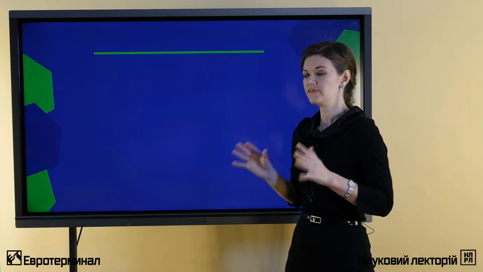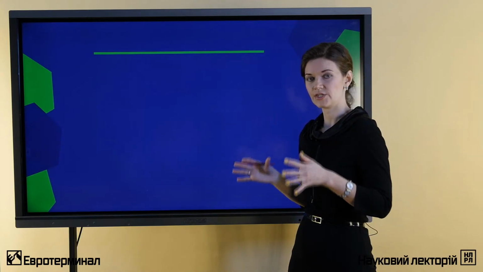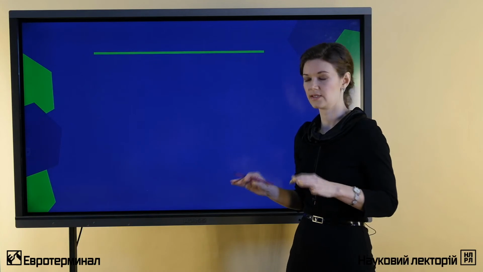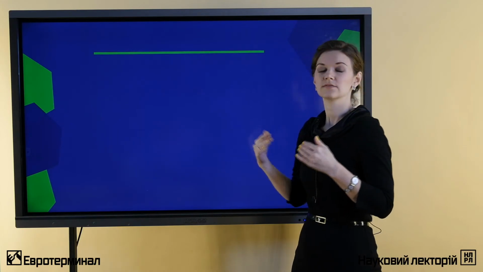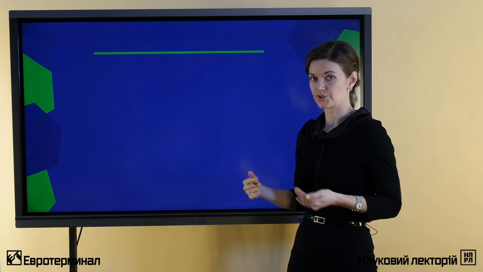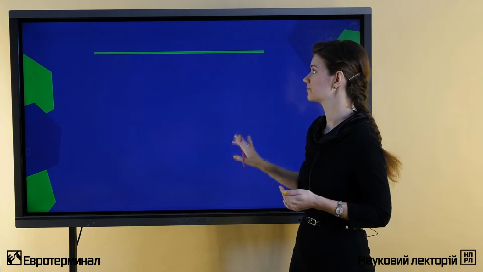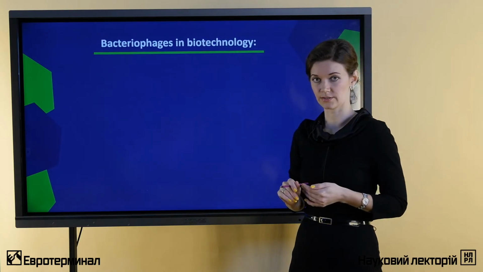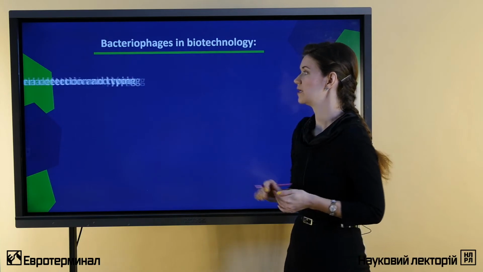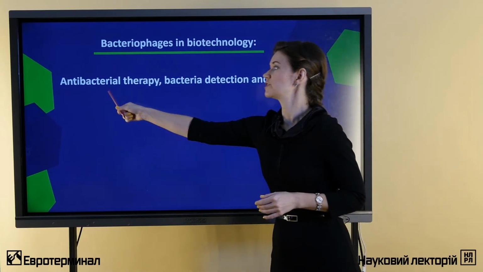Now, we've discussed the basics of phage biology, only the basics, and we can go on with the application of bacteriophages in biotechnology. First, and very interesting, antibacterial therapy.